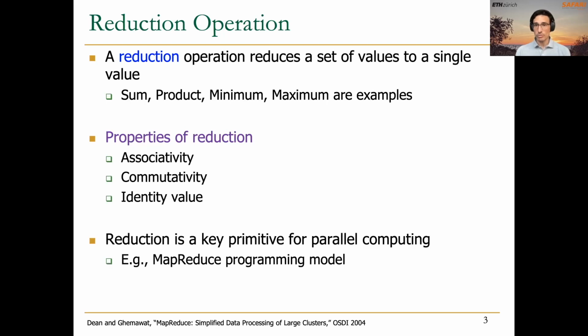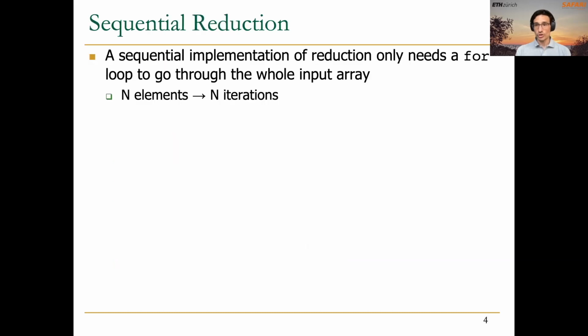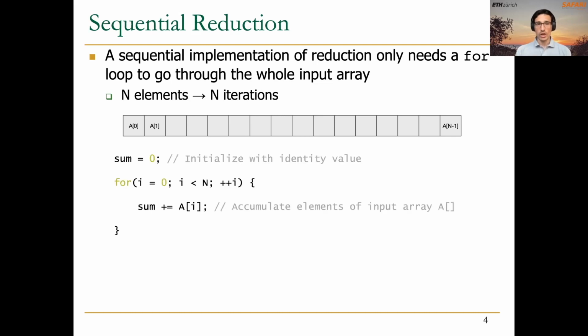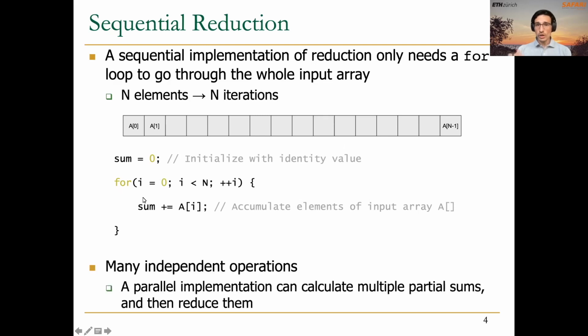As you may know, reduction is a key primitive for parallel computing, for example, in the MapReduce programming model. Remember that we talked about how to calculate a reduction, starting with a sequential reduction. In a sequential reduction, we obtain a single value, the reduction result, from all the values of an input array. Let's imagine that we have an array of n elements. This will require n iterations of this simple code where we go through the array, read the element, and accumulate in some accumulator. In this slide, this accumulator is called sum. The good thing here is that there are many independent operations, so it's possible to create a parallel implementation that can calculate multiple partial sums and then reduce them.